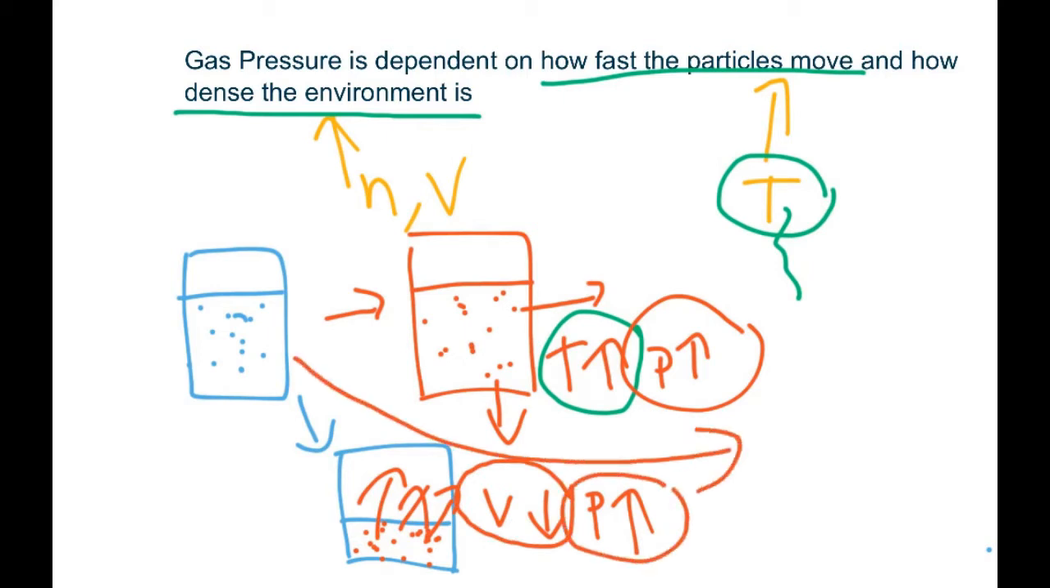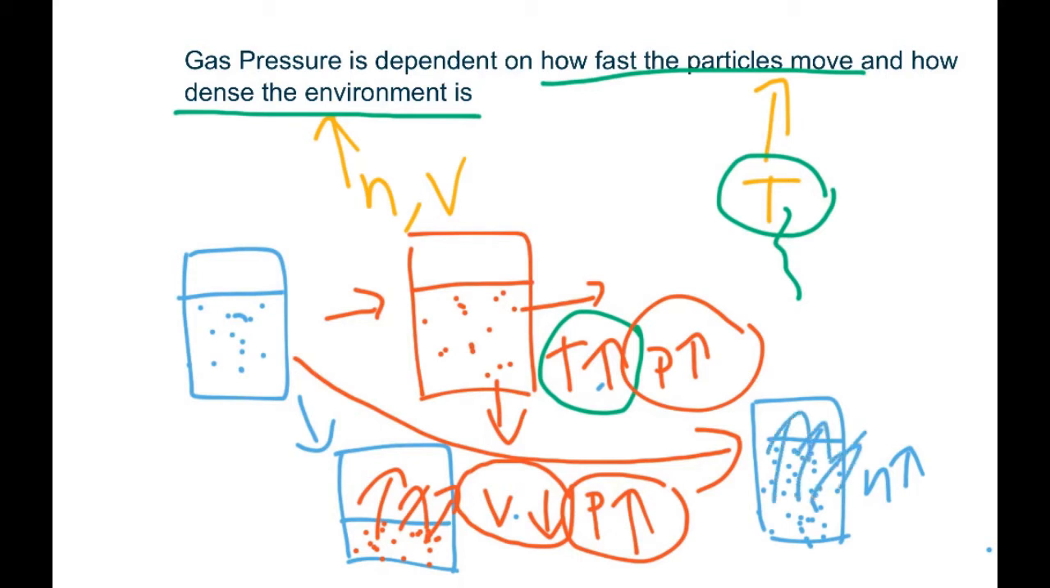Now let's take a look at one last scenario, where instead of doing this or this, we can increase the number of moles in the container, and this causes the environment to be more compact. And since it's more compact, particles bump into the container more often, and as a result, they exert more force at once because they're crashing into the container more frequently, and this increases the pressure. So this is just a review of the relationship between P, V, n, and T.